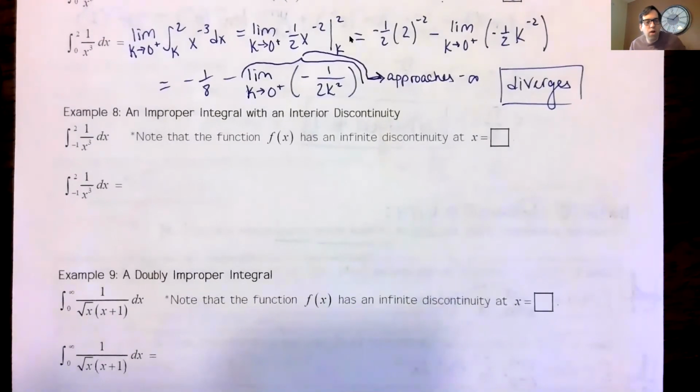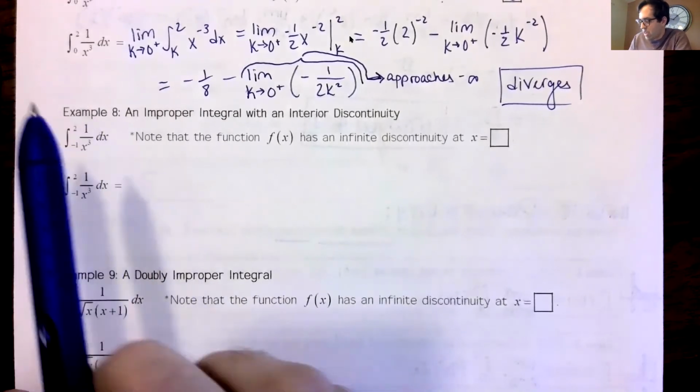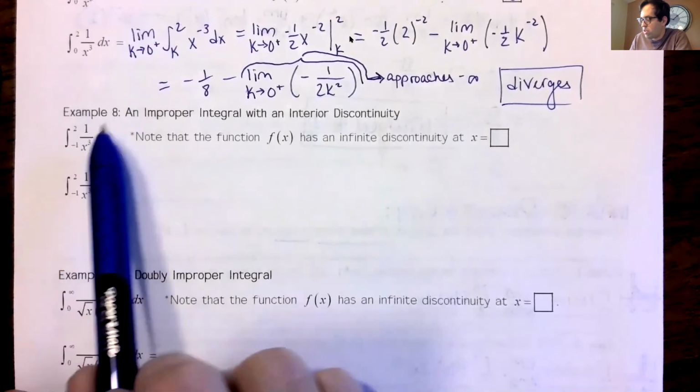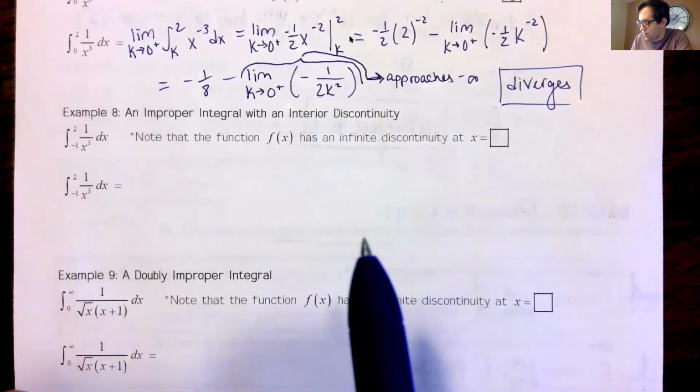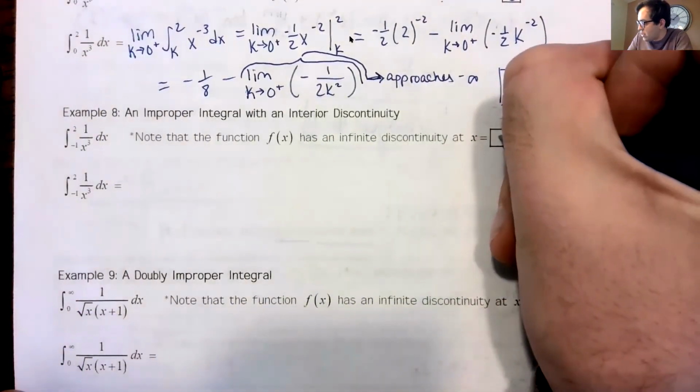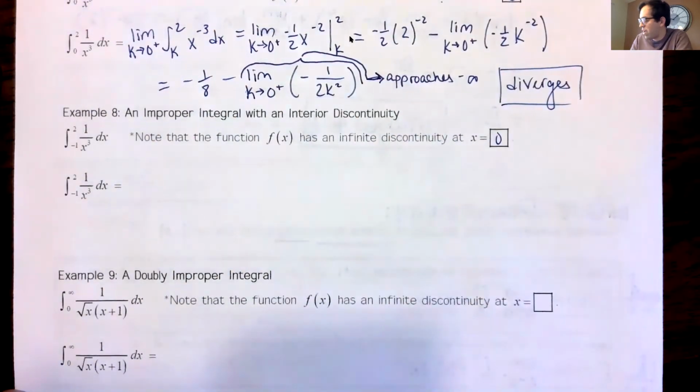Example 8, an improper integral with an interior discontinuity. This is one of the tricky ones where we're going to have to split it into 2. Just like all these other ones, actually, this is pretty much the same as the previous example. 1/x³ has a discontinuity at x equals 0. That's where we have a vertical asymptote. So we are going to have to split this integral into 2.